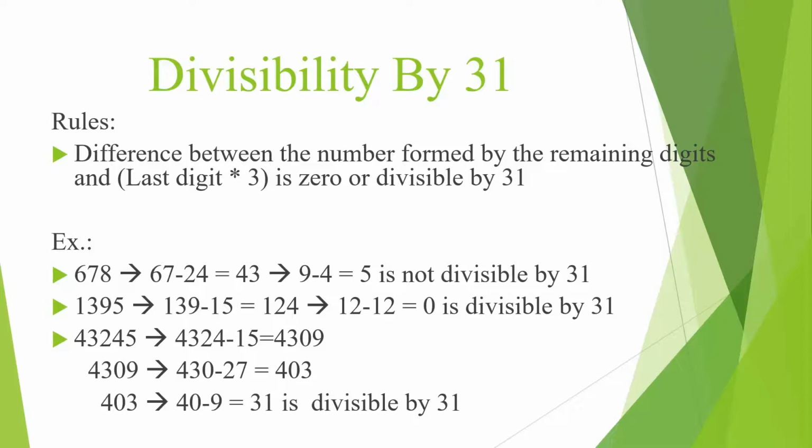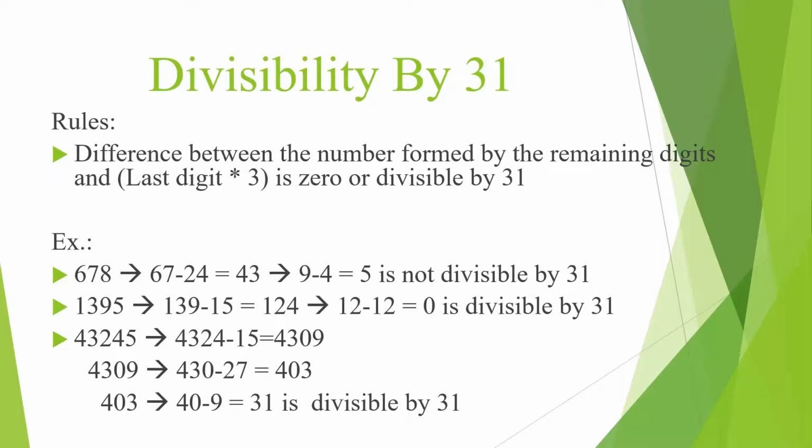Now let us consider a bigger number, 43,245. Ignore the last digit, we'll get 4,324 minus last digit into 3. 5 into 3 equal to 15. When we find the difference, we'll get 4,309. Let us reduce it further. 4,309, ignore the last digit, we'll get 430. Last digit multiplied by 3, which is nothing but 9 into 3 equal to 27. When we find the difference, we'll get 403.